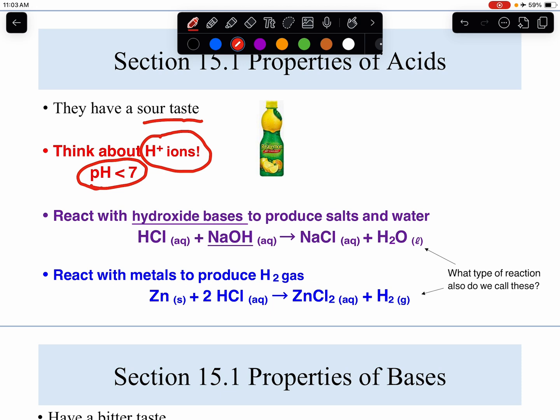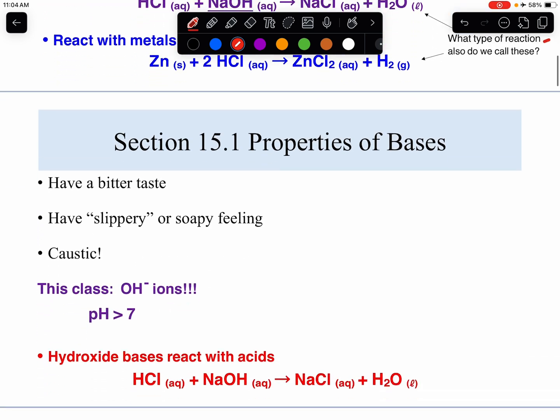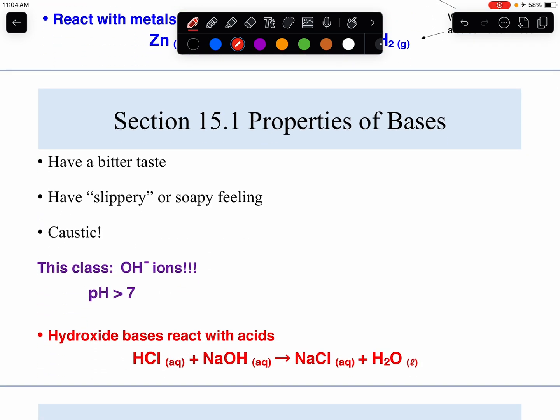You can associate lemons with an acid, so of course any citrus has a sour taste. Now, they will react with bases to produce salts and water. Salt is just a fancy word for an ionic compound, and we know an ionic compound is a metal and a nonmetal transferring electrons. And it's basically double displacement and single replacement reactions. So what type of reactions do we call these? Double and single.